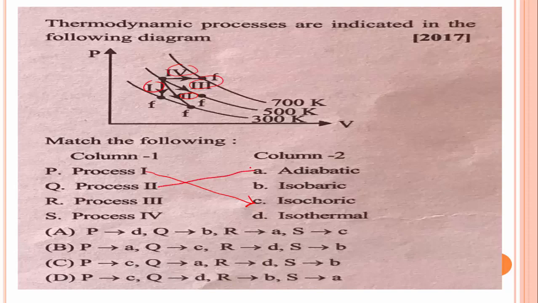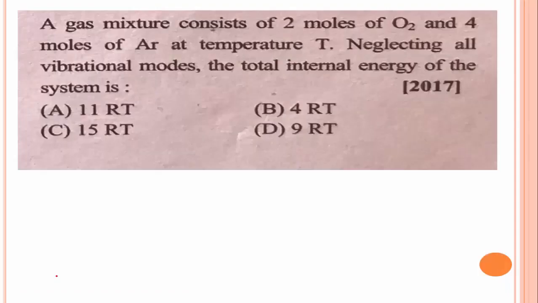Process 2 is an adiabatic process. There is no exchange of heat between the system and its surroundings. In process 3, if the pressure decreases, the volume increases. That is isothermal, the temperature is kept constant. Process 4 is isobaric. Therefore, P is equal to C and Q is equal to A. The option C is the right answer.